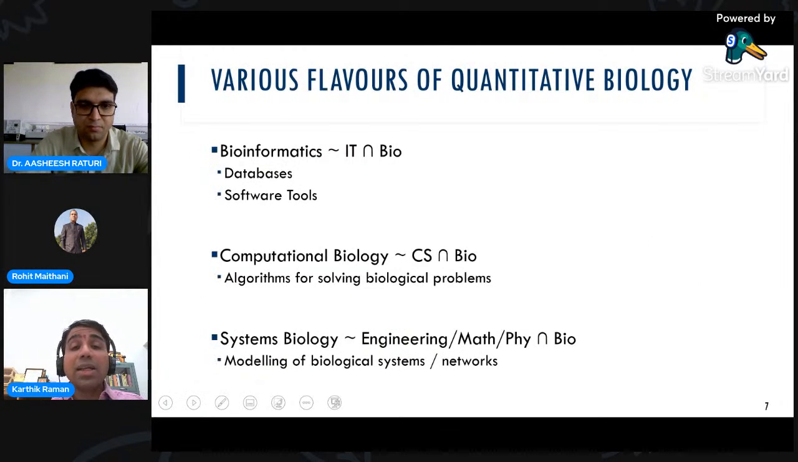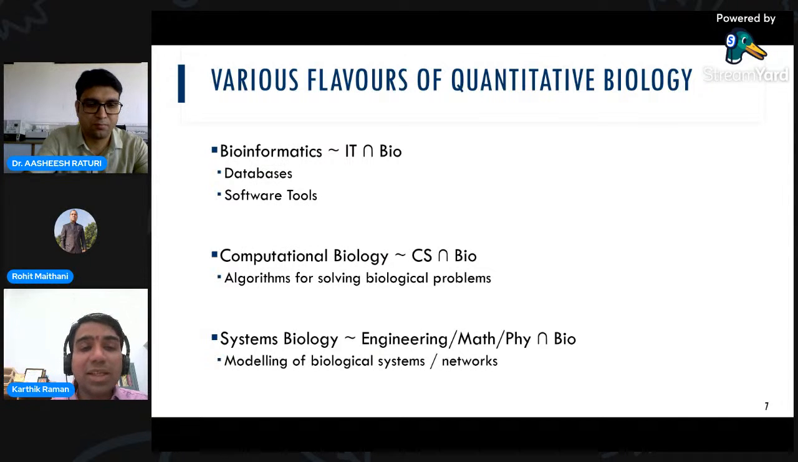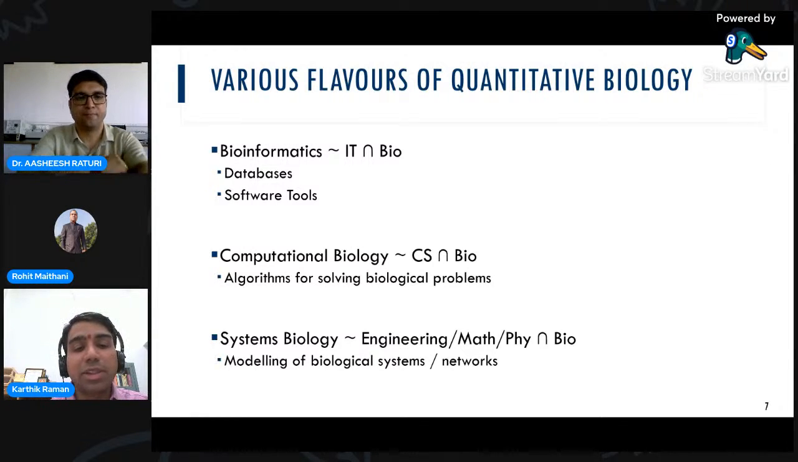Okay. And there are various flavors of quantitative biology. You did hear about bioinformatics being mentioned, right? That is, I would say, the intersection of IT with biology, wherein we focus on databases, on software tools, and so on. And then there's computational biology, which is the intersection of computer science or algorithmics with biology. It revolves around algorithms for solving biological problems.